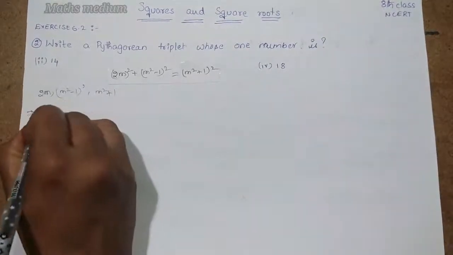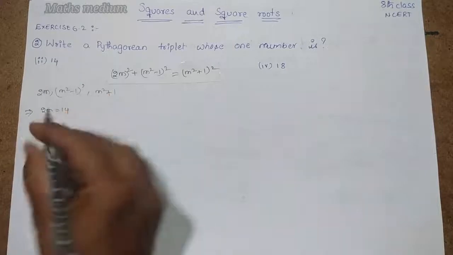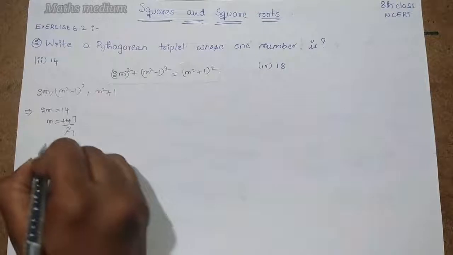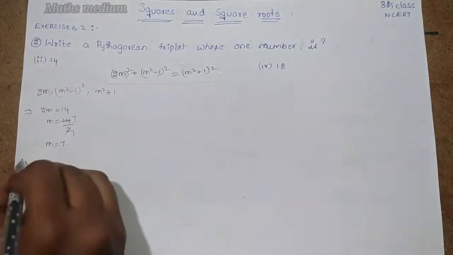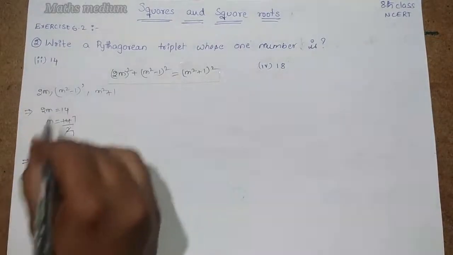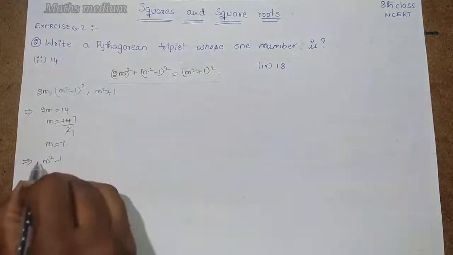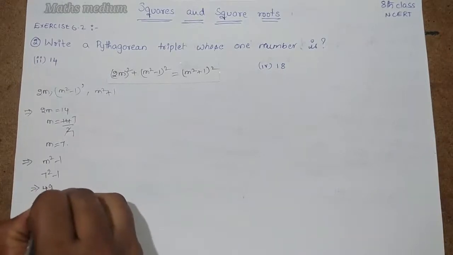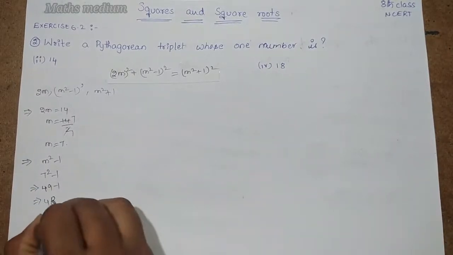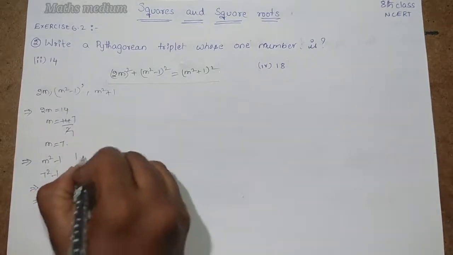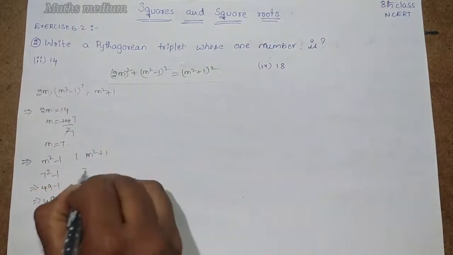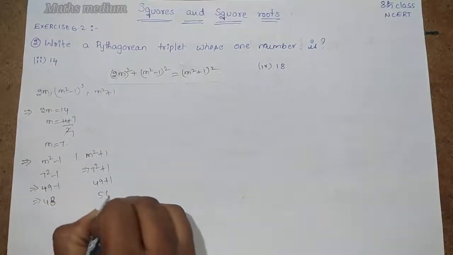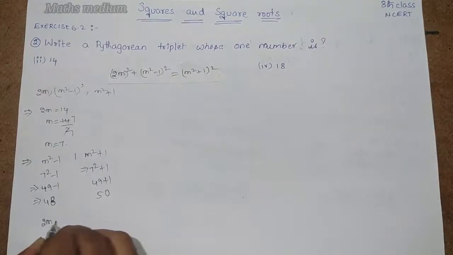Now this is the 14, right? 2m is equal to 14. m is equal to 14 divided by 2. 2 sevens are 14. m is equal to 7. Now substitute this into m square minus 1. m square means 7 square minus 1. 7 square is equal to 49 minus 1, that is 48. Now another one is m square plus 1, same 7 square plus 1, 49 plus 1, 50.